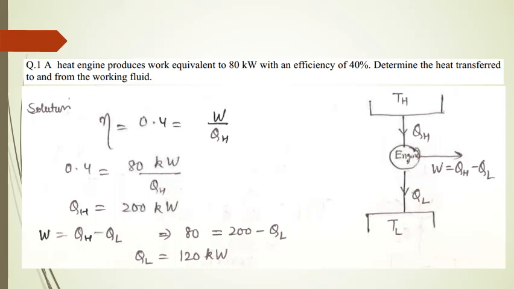So now efficiency, which is equal to 40%, in fraction has been written 0.4. That is equal to work done upon heat supplied. And work equivalent means work is being given here as the work transfer rate, that is power. So definitely QH will also be a heat transfer rate instead of simply heat transfer. So we have put the values in the formula and we get the value of QH equal to 200 kilowatt. Now W is equal to QH minus QL, so this will give me the value of QL, that is 120 kilowatt.